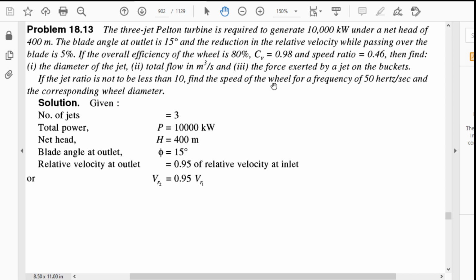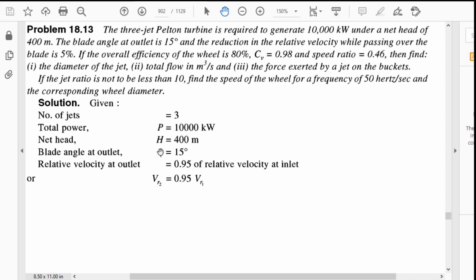Okay, here they have given that the 3 jet Pelton turbine is there. That means the number of jets on the turbine is 3. The power is given as 10,000 kilowatt. Net head H is given as 400. Now the outlet blade angle is given. These blade angles, guide blade angles, I have explained in the impact of jet chapter.